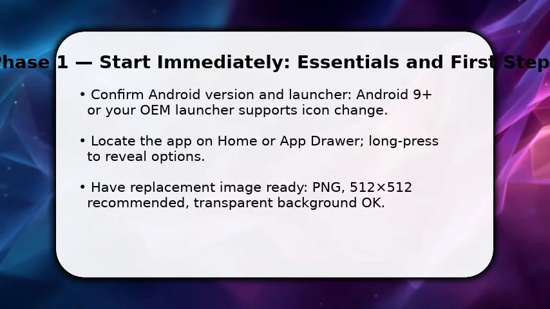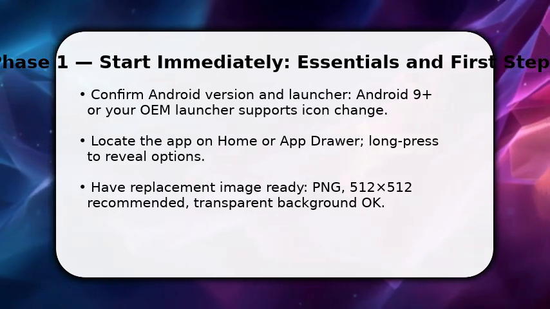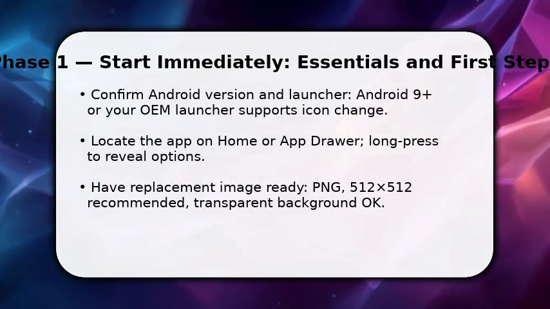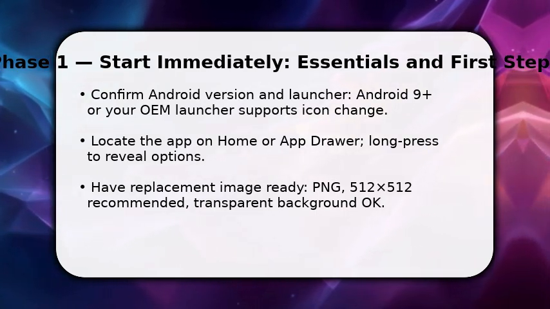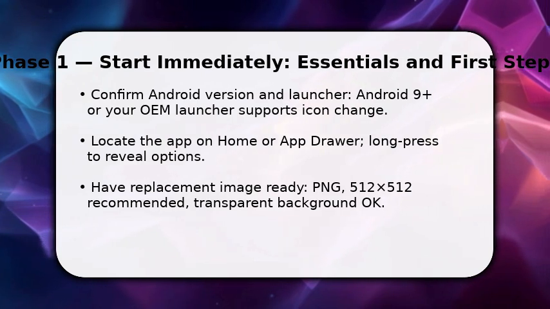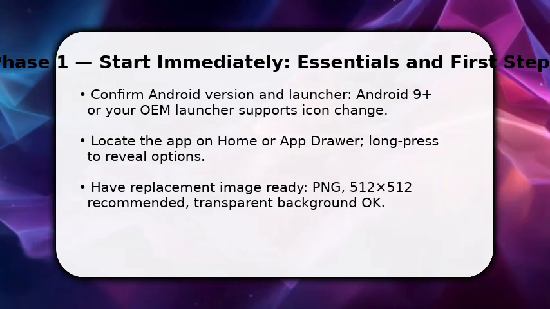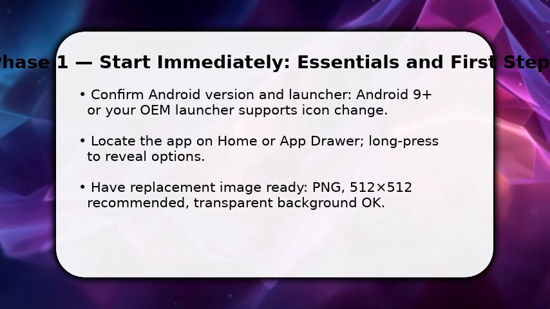You start by confirming basics. Check your Android version and which launcher you use because customization options vary. Once done, find the app on the home screen or in the app drawer and long press it to surface the context menu. This exposes shortcuts and edit options.